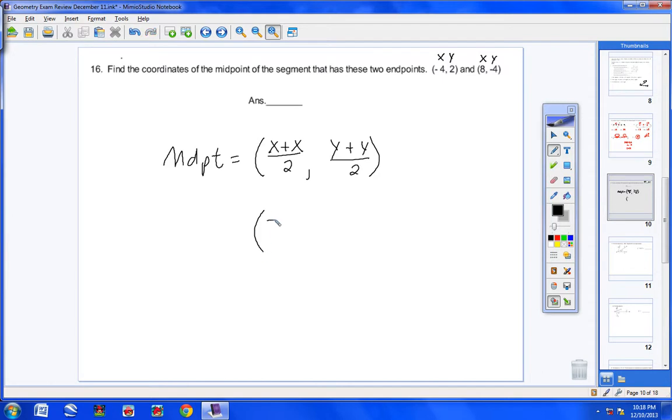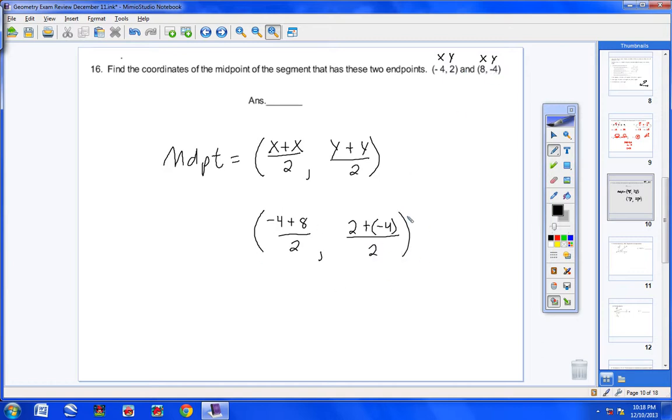So that's going to be -4 plus 8, because here's an X, -4, here's an X, 8, divided by 2. Comma, and then Y plus Y. Well, that's going to be 2 plus a -4, because here's one of my Y's, 2. Here's my other Y, -4, divided by 2.